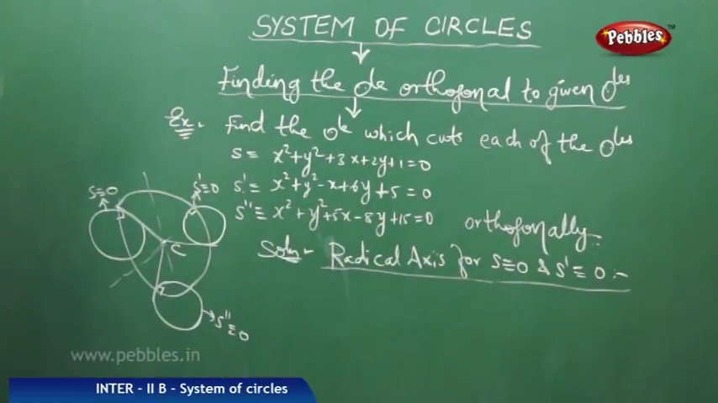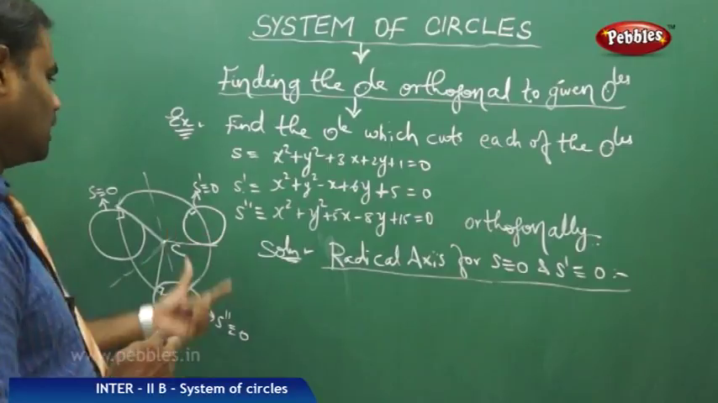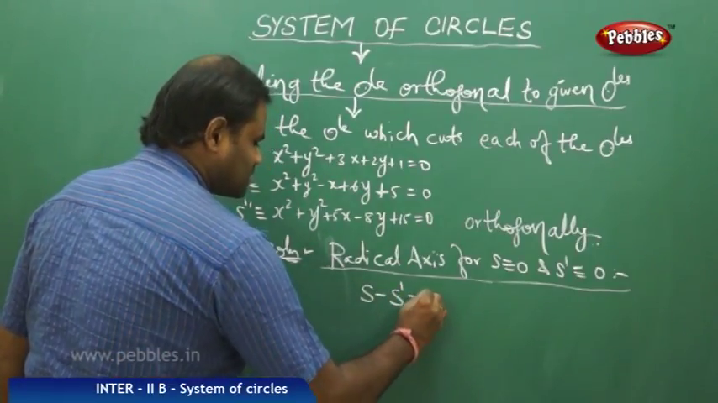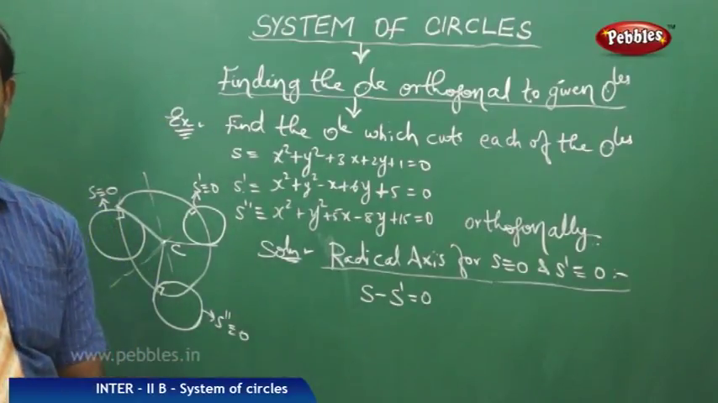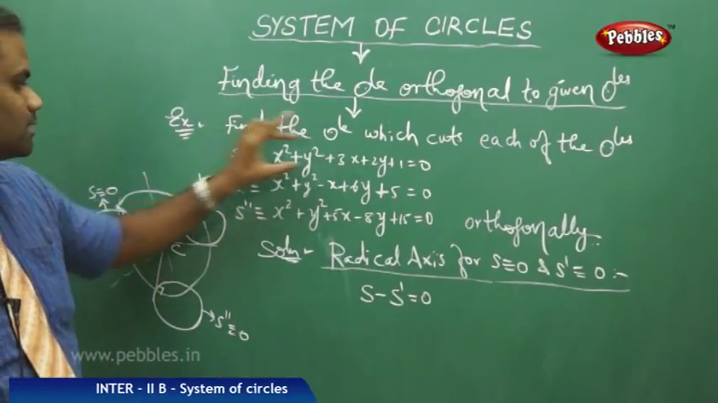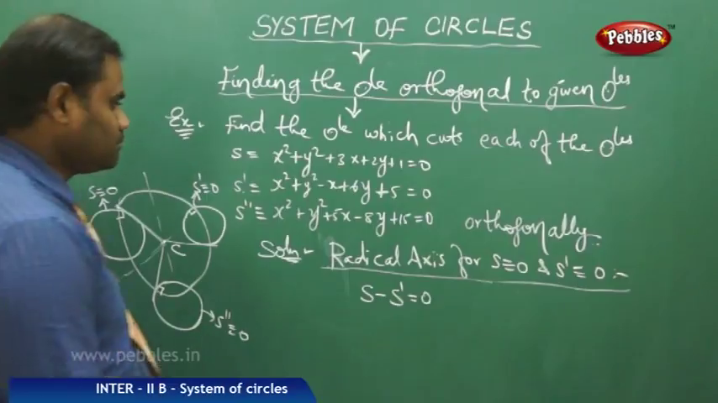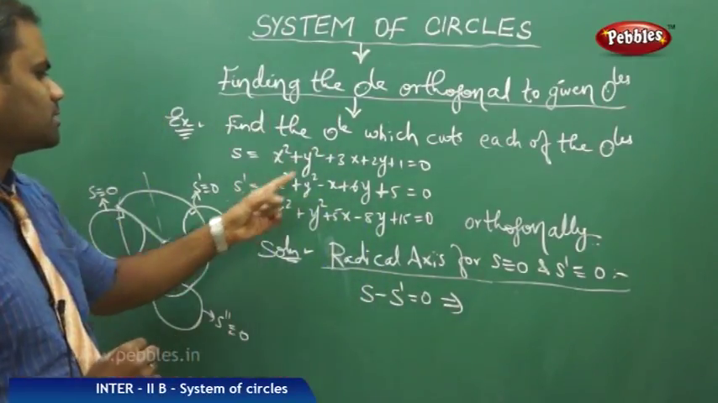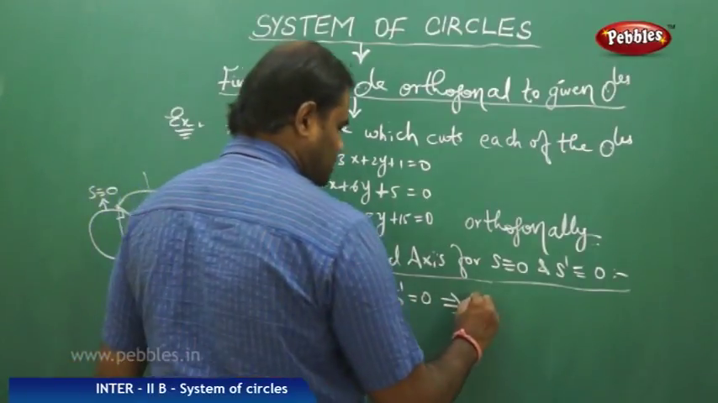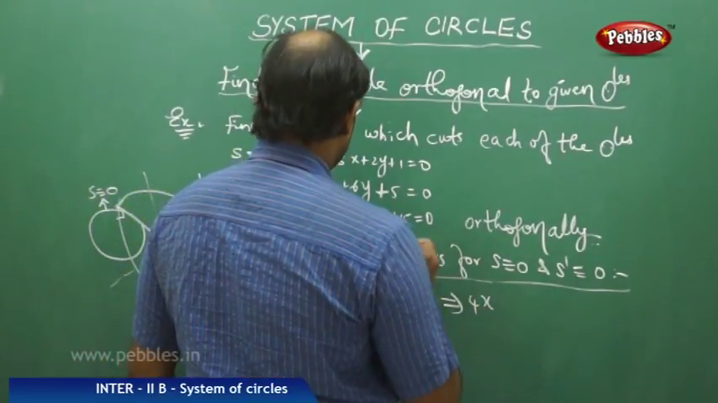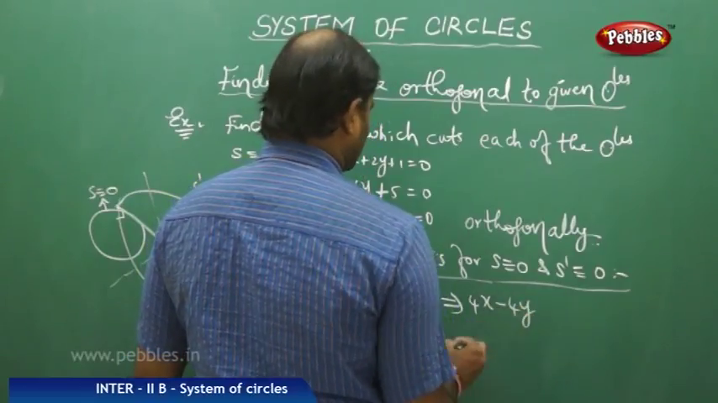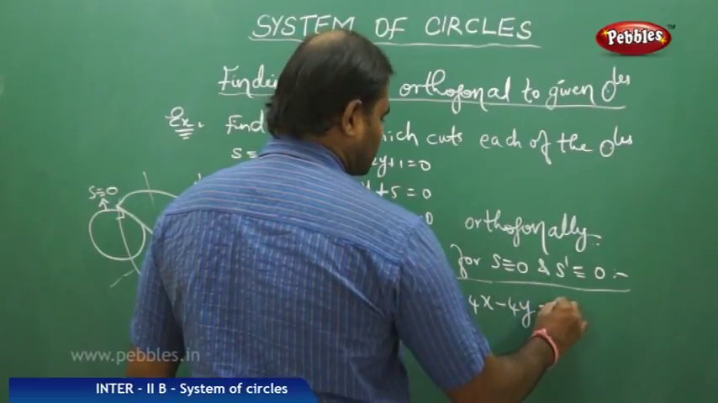How do I find the radical axis of these two circles? We clearly know that the radical axis is given by S minus S dash equal to 0, where S is this and S dash is this. So S minus S dash, this minus this, gives 3x minus x... that is 4x, plus 2y minus 6y is minus 4y, plus 1 minus 5.